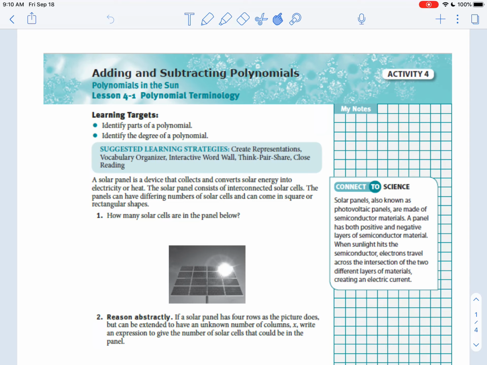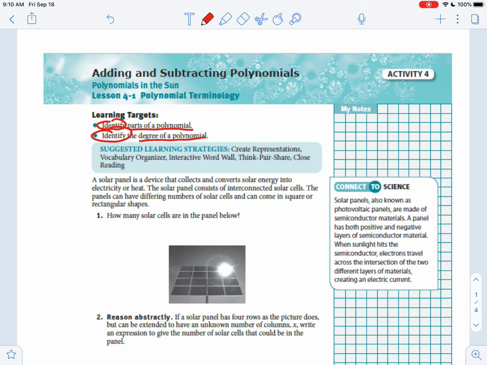In this activity we are going to be adding and subtracting polynomials, and in our first lesson we are going to be learning some polynomial terminology. So our first learning target is going to be to identify parts of a polynomial, and our second learning target is to identify the degree of a polynomial.